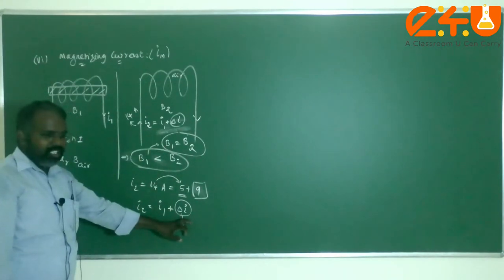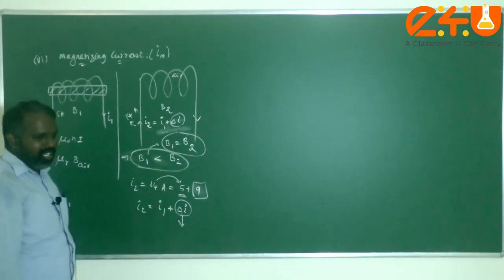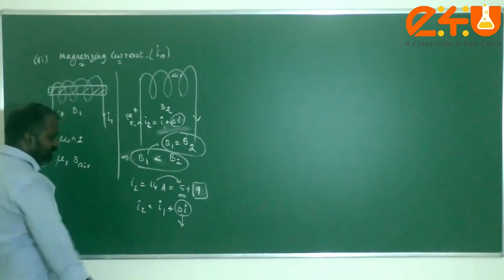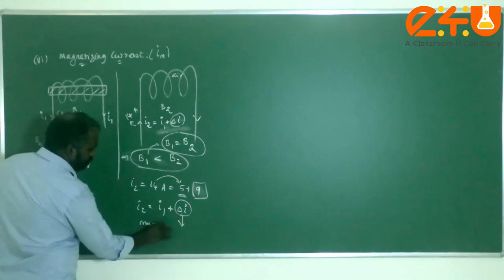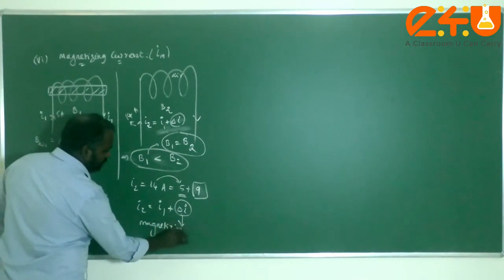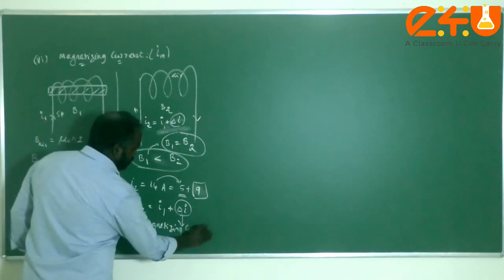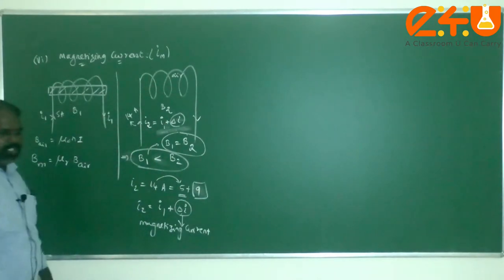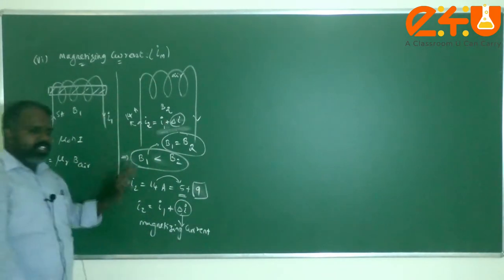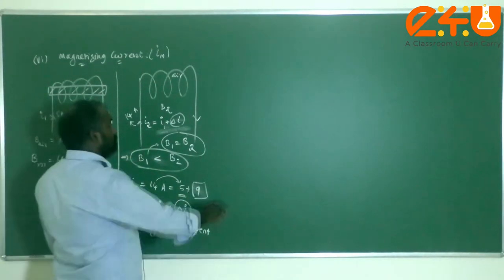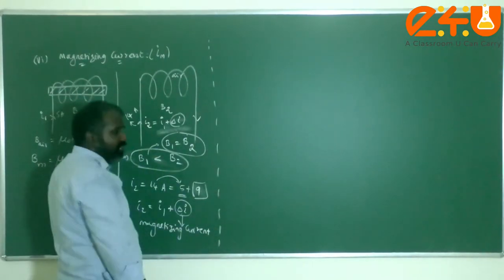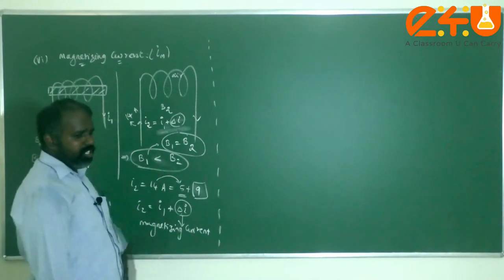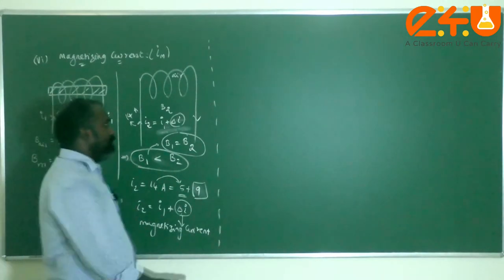This additional current is called what, children? Magnetizing current. So magnetizing current. Yes, this is the thing we must know. These are the basic terminology used in magnetic material property. Before going to discuss this one, we must know.